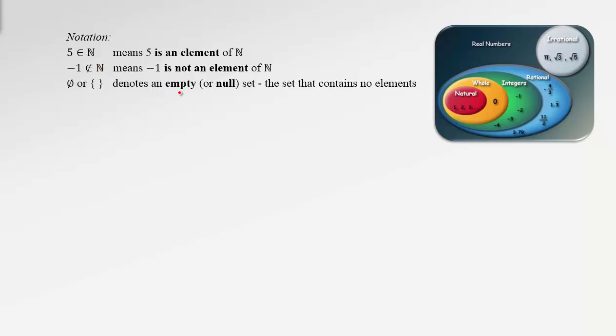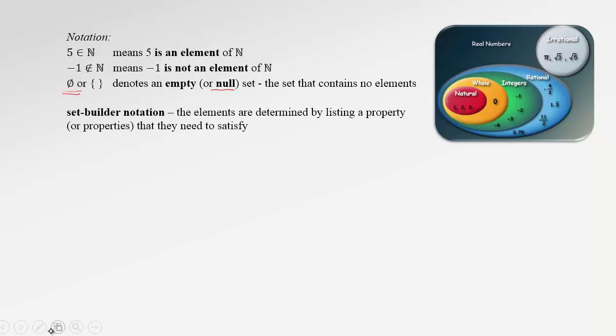To denote the empty, or sometimes called null set, we use this crossed out circle or just empty braces. Since the empty set does not contain any elements, that's why nothing is listed within those braces. The first sign is used more often than the second one, so that's the sign for an empty set. Okay, now we should be ready to talk about the other representation of sets.